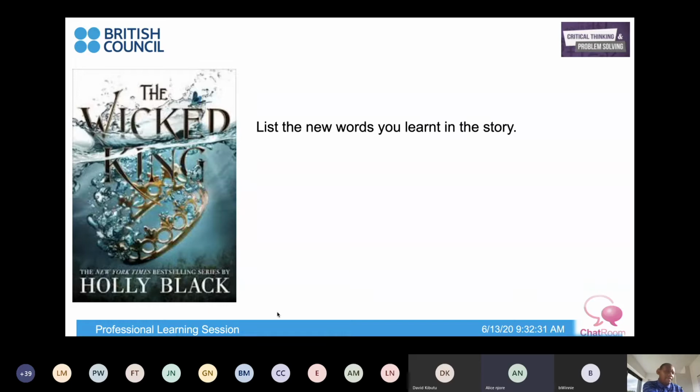Fortress. Type it in the chat. So I can see detonate, I can see retaliation, I can see fortress, I can see radiated, I can see sparks. So you can see all of us, we read the same story and we have different new words which we have learned.